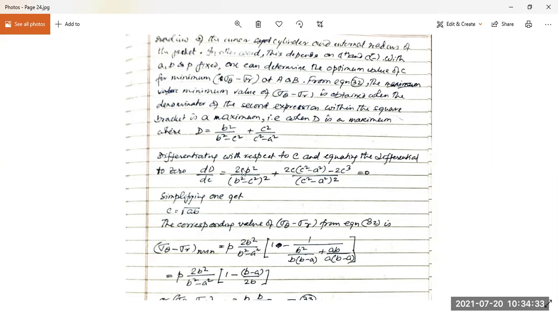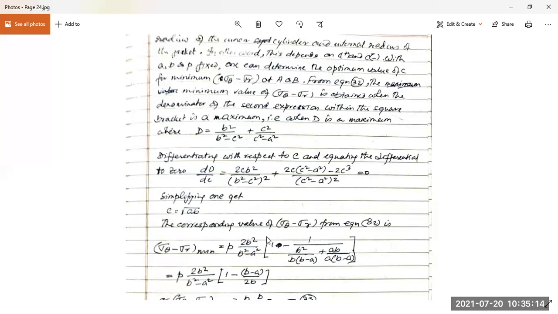So now we have to differentiate D with respect to C, and equating the differential to 0, we'll have an equation of this formation. We are differentiating both sides with respect to C itself. So after differentiation, this portion will take 2C B square divided by B square minus C square to the power 2. And here C square will be 2C plus C square minus A square minus 2C cube divided by C square minus A square, whole square. So simplifying again, we'll get C is equal to square root of A into B.